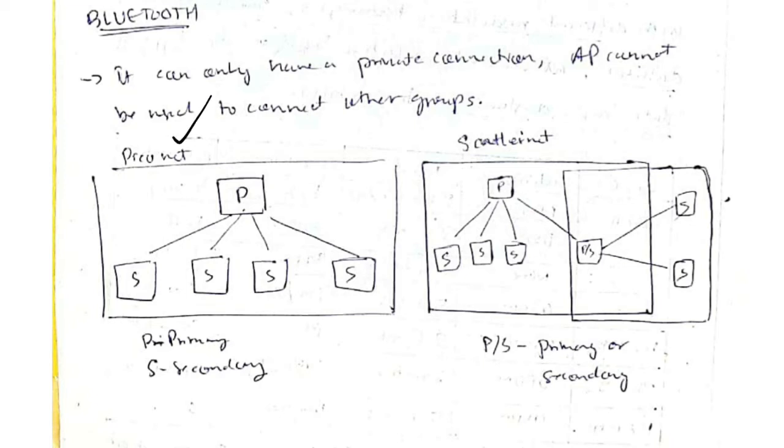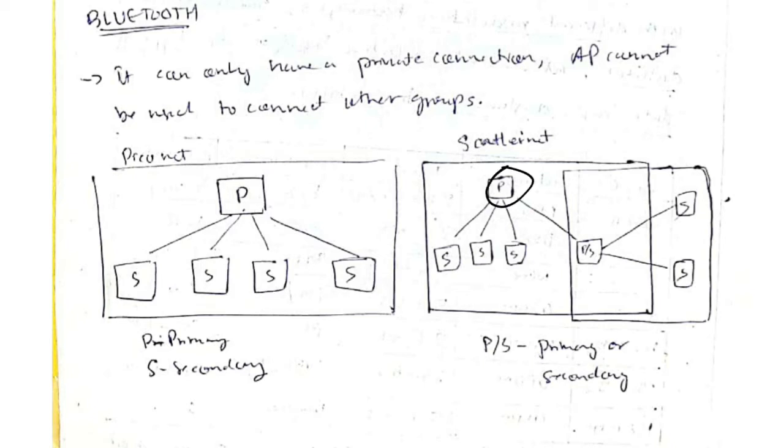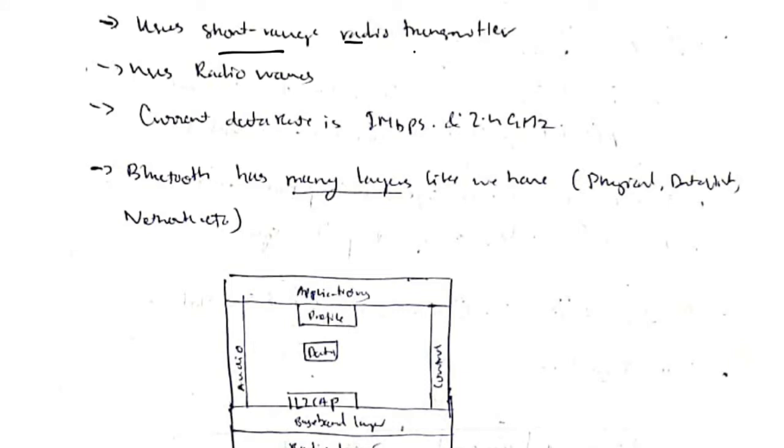First one is piconet and second one is scatternet. In piconet, the primary source will be there, which will be sharing the data to the other devices, and the second one is scatternet. In scatternet, we will have the primary source here, and the secondary will be connected, and one of the secondary can be primary also. So this will have further connections. This one is known as scatternet, and it uses a short range radio transmitter using radio waves, and the current data rate is 1 MB per second and 2.4 gigahertz.